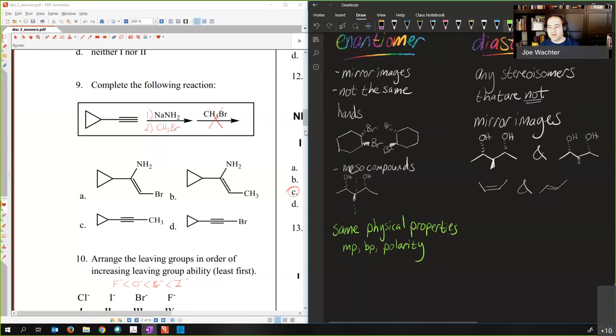Diastereomers will generally have different physical properties. So they'll have different melting points, different boiling points, polarities. Sometimes you can crystallize one out from the other one. You can separate them by chromatography, all that.